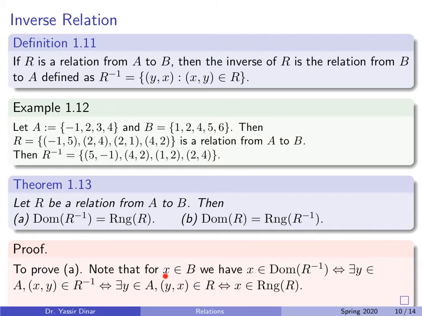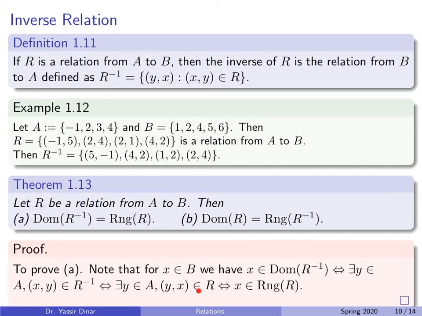So note that if we take x an element in the set B, then x is an element in the domain of the inverse relation, and the inverse relation is a relation from B to A, if and only if we can find y in the set A such that (x, y), where x is in B and y is in A, is in the inverse relation. And this happens if and only if we can find this y in A such that when we flip this one, (y, x) is in the relation R. So notice that (x, y) is in the inverse relation by definition if and only if (y, x) is in the relation R.